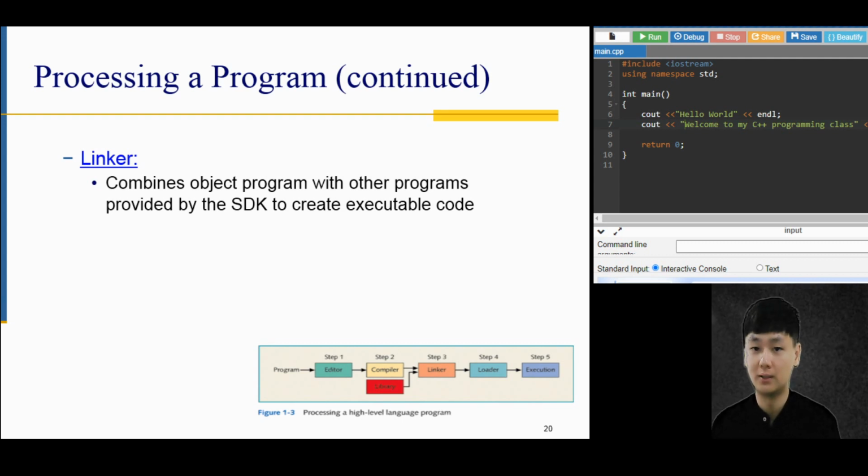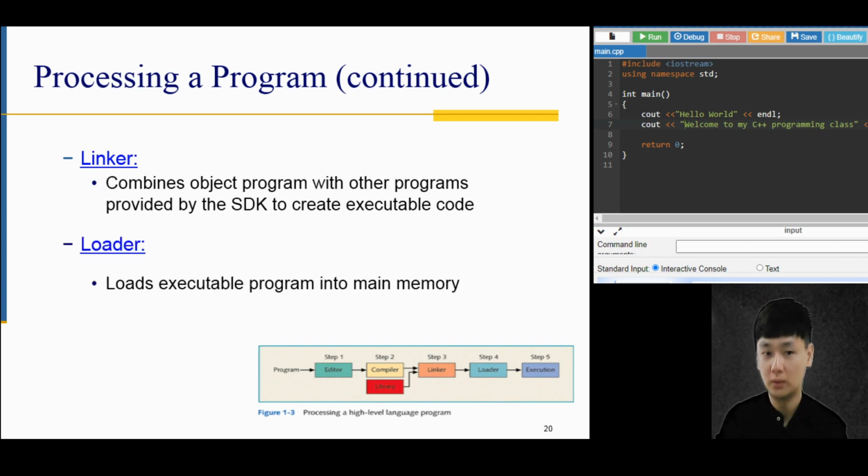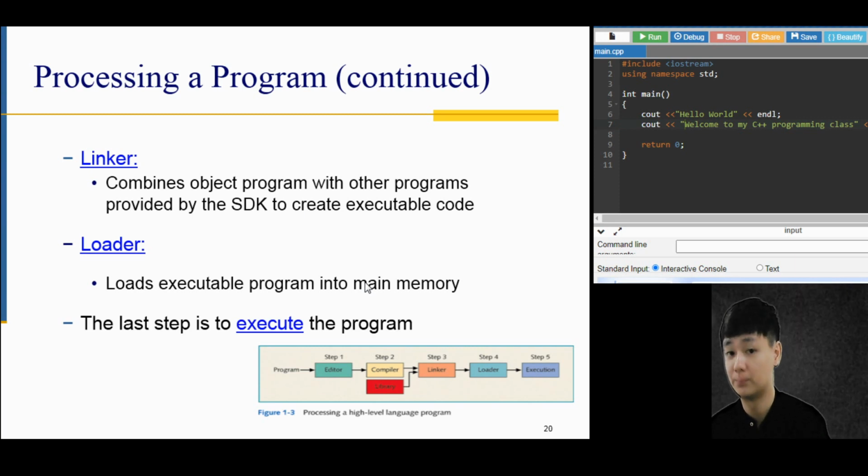your code that you write just now, so we need this linker. Okay, we need another process which is the linker to combine all these object programs into an executable code. Okay, and then the loader, another process, will load this executable code into the main memory, and finally execute the program.